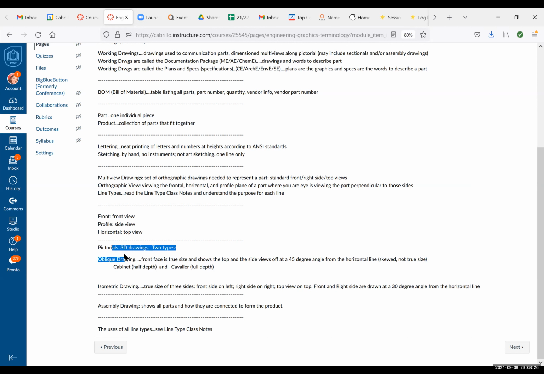Pictorials are three-dimensional drawings on a two-dimensional plane, or a three-dimensional representation on two planes. And there are two different types of pictorial drawings.